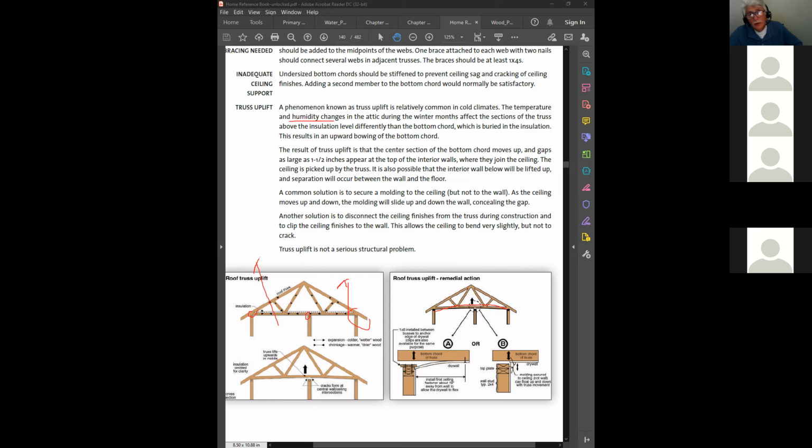So in the attic, it affects the section of the truss that is above the insulation level. So this is the culprit. As we insulate our roof spaces more and more, in other words, as this bottom chord becomes more and more embedded in that insulation, the more these effects occur. You understand? Expansion in cold weather and shrinkage in warm weather. Okay. So there you go.